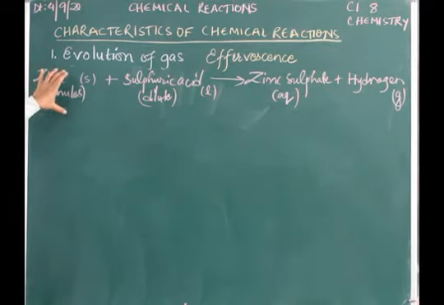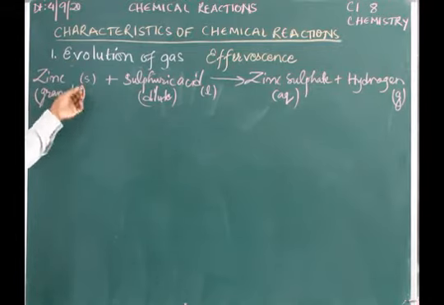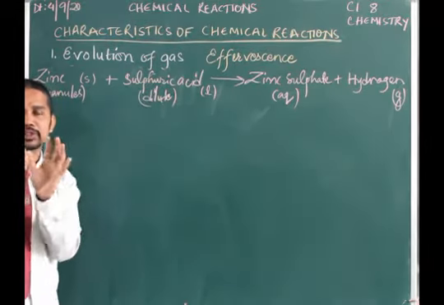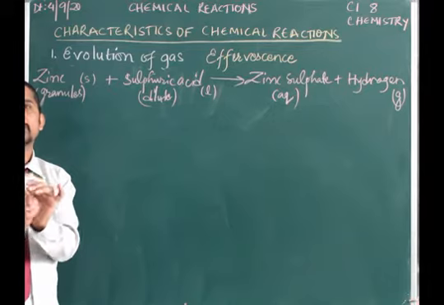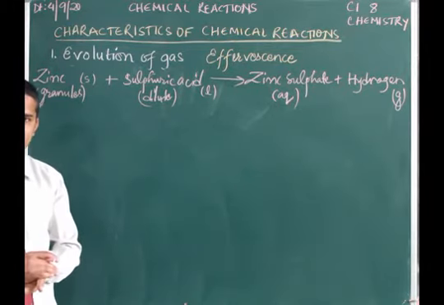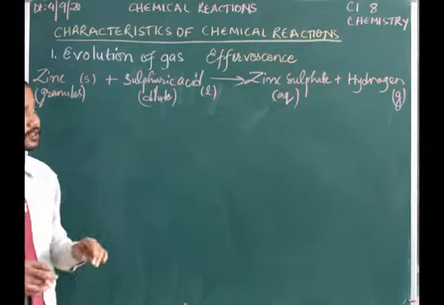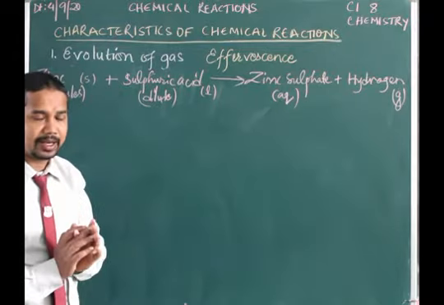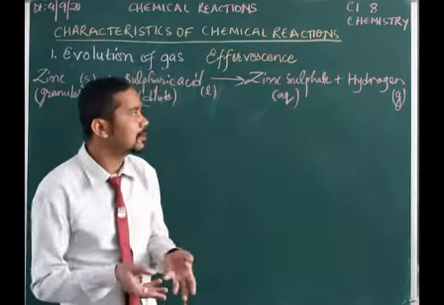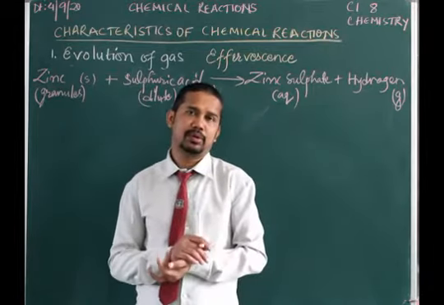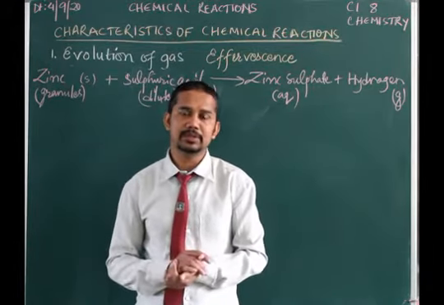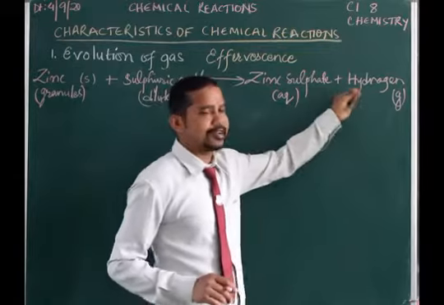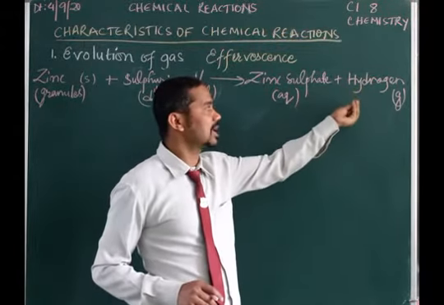So zinc granules is solid, and I am adding these zinc granules in dilute sulfuric acid, not concentrated. That means sulfuric acid in which the portion of water is more than the portion of sulfuric acid. If I mix them, then what I will see is bubbles of gas coming out, which is called effervescence. The formation of bubbles of gas in a liquid during a chemical reaction is called effervescence. So effervescence of hydrogen gas means hydrogen gas will be formed.